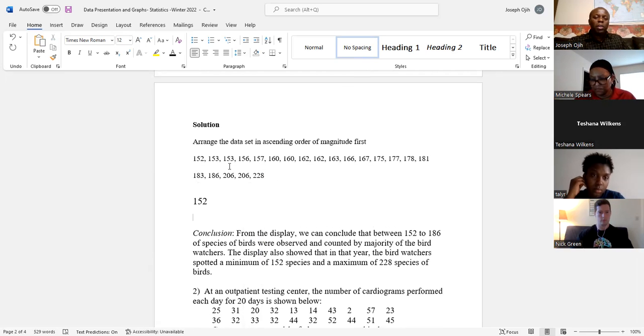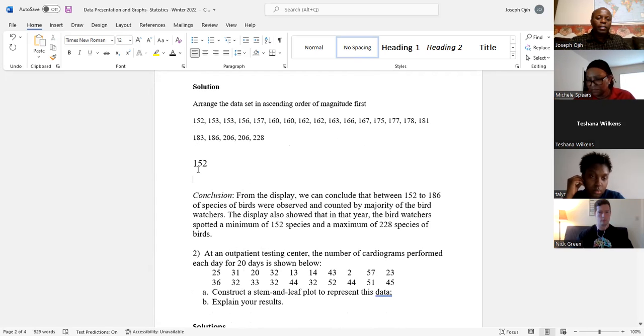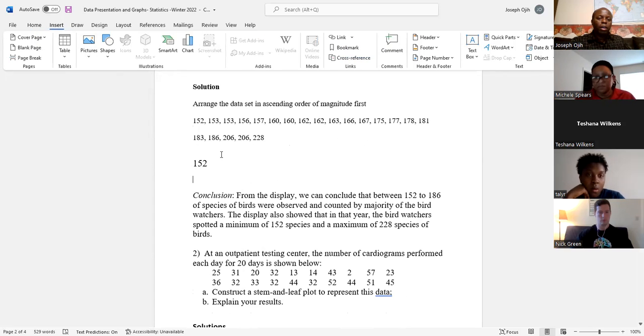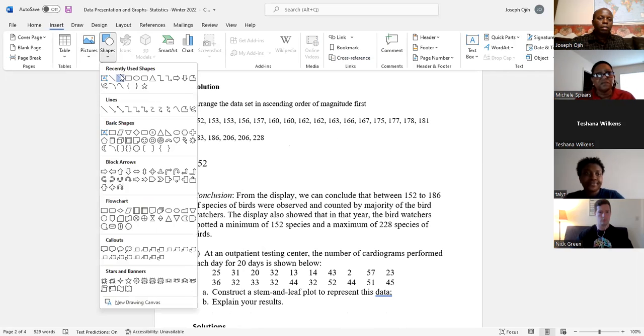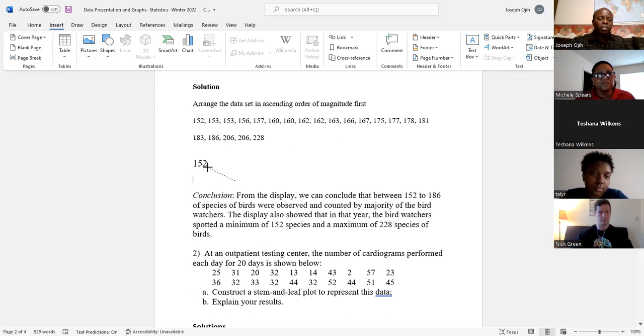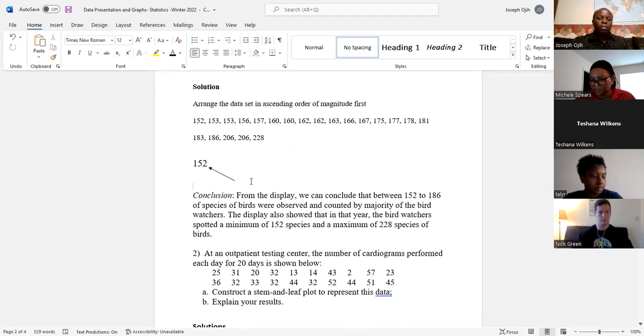Now, the leaf is always the number at the last digit. So this is your leaf right here. The last digit is your leaf. So it's your leaf right there.